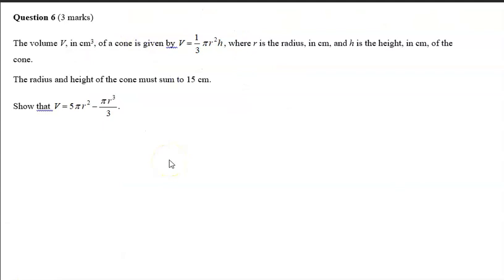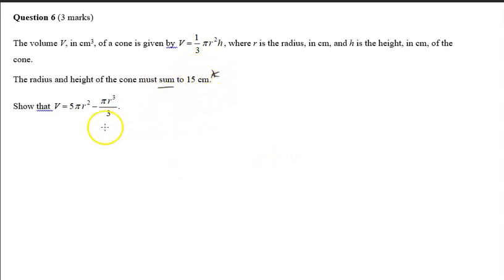Question 6, the one that stumped quite a lot of people. Actually quite a simple question based on this clue here. The question: the volume V in centimeters cubed of a cone is given by this formula, where R is the radius in centimeters and H is the height in centimeters of the cone. Now the radius and height of the cone must sum up to 15 centimeters.